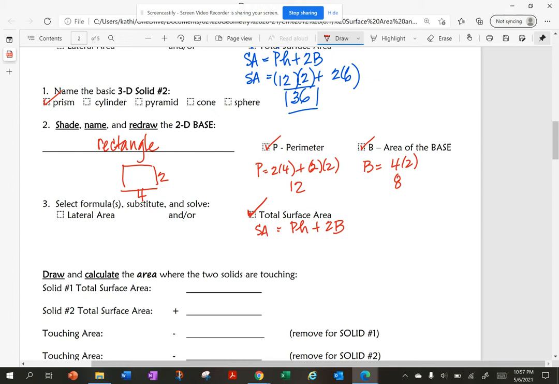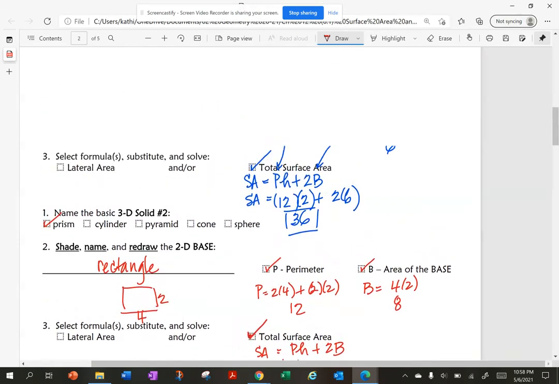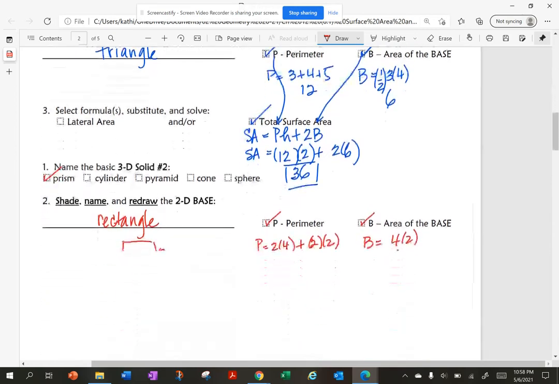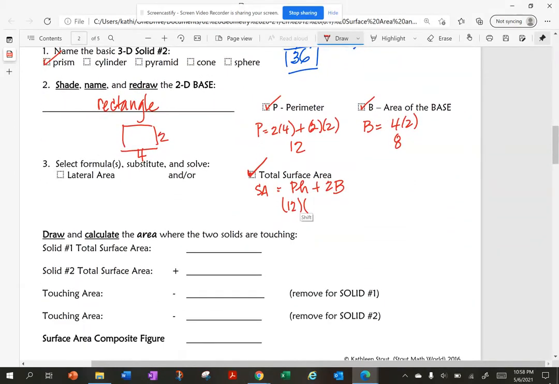Okay, so substituting in, perimeter is 12. Now I want the height of this from base to base. From bottom to top is this height, which is 3. So the surface area of this prism is 12 times 3 plus 2 times 8. When I multiply this out, I get 52.